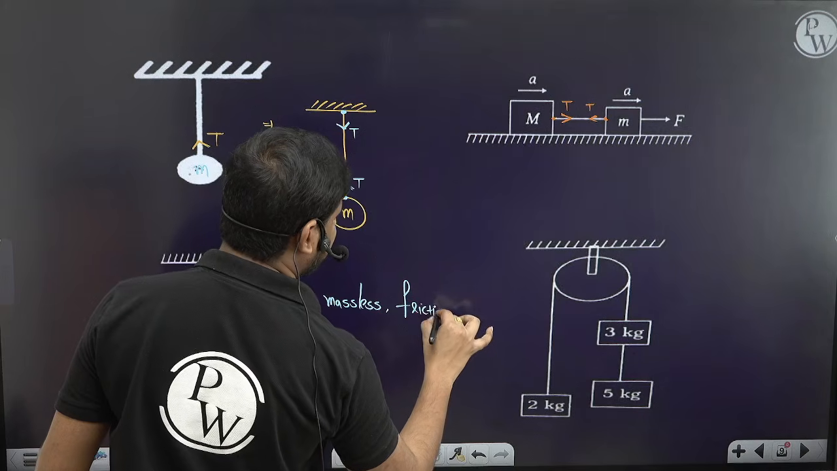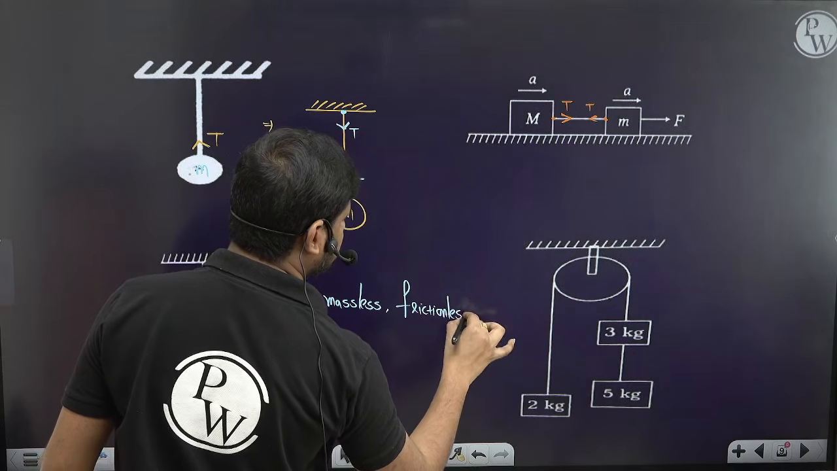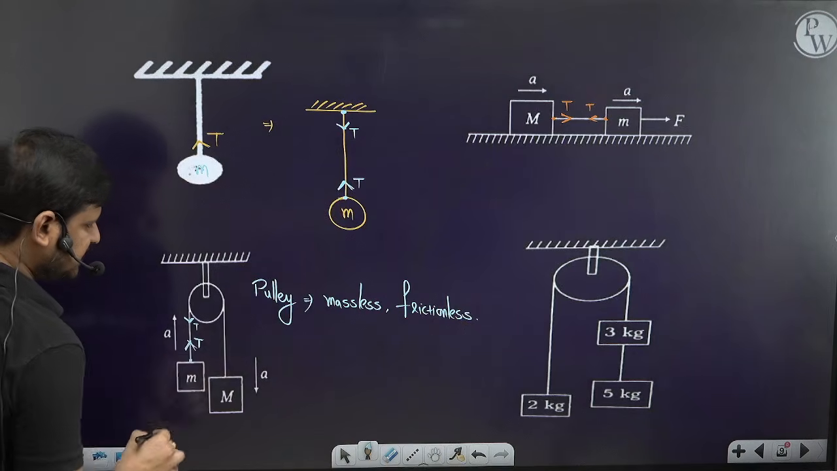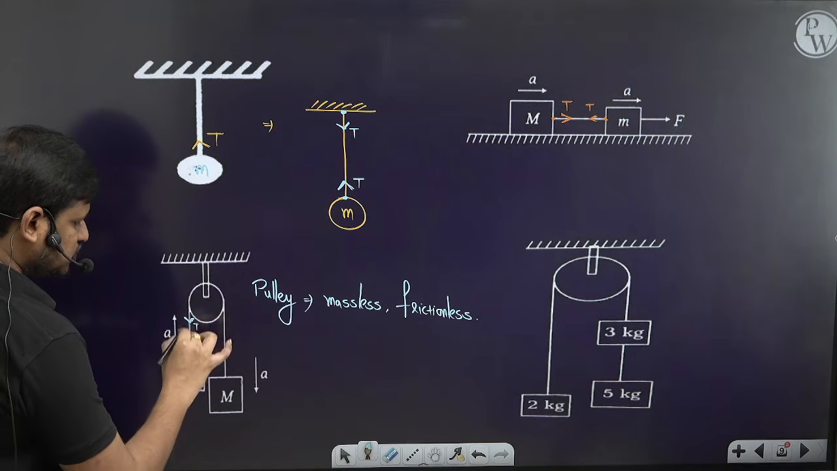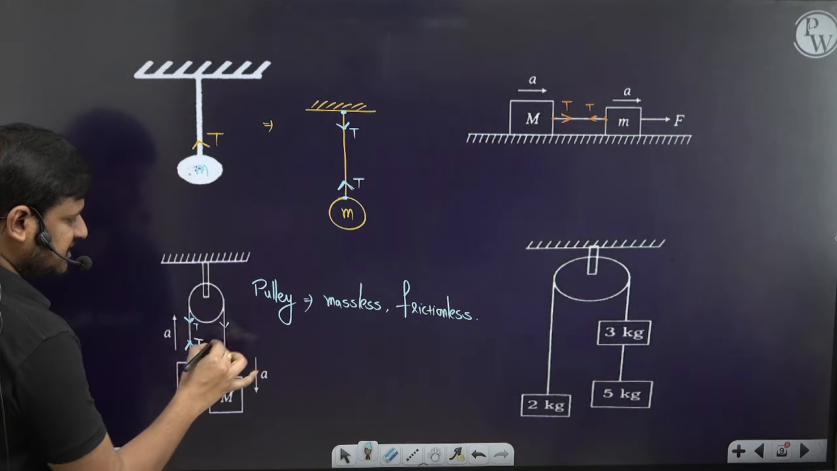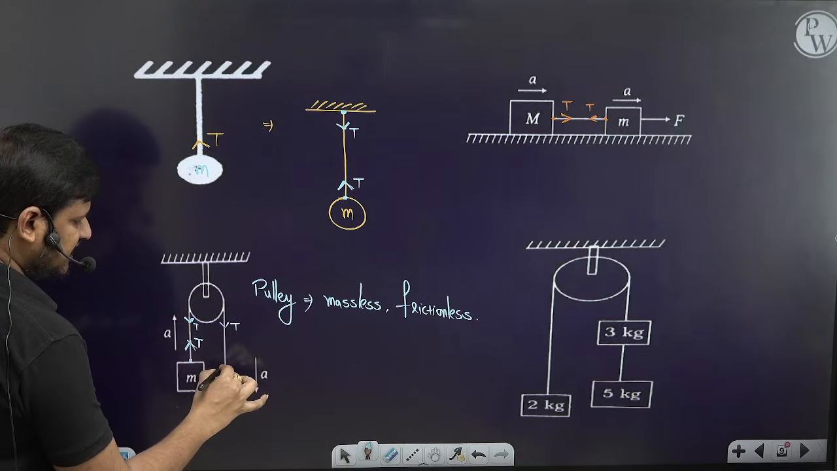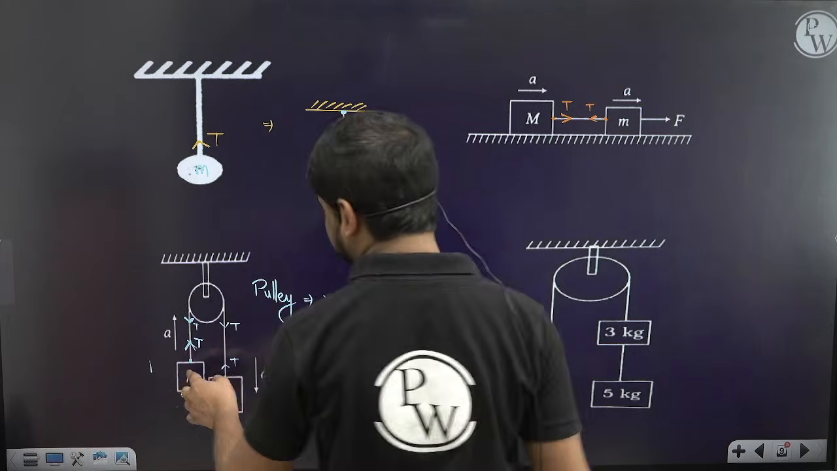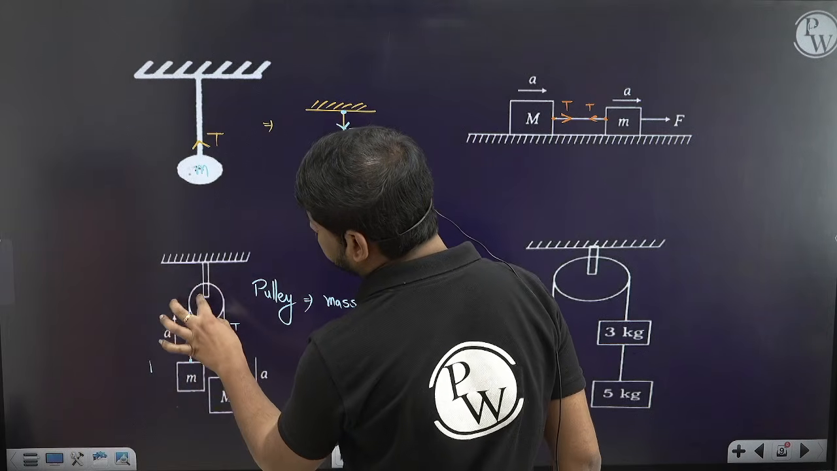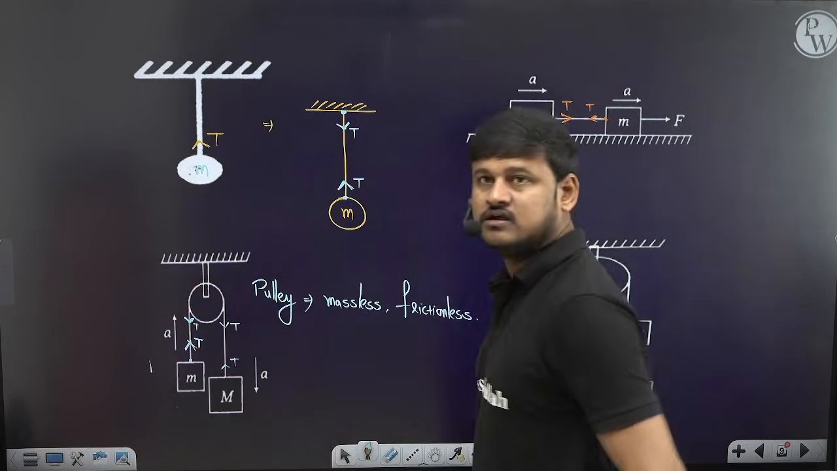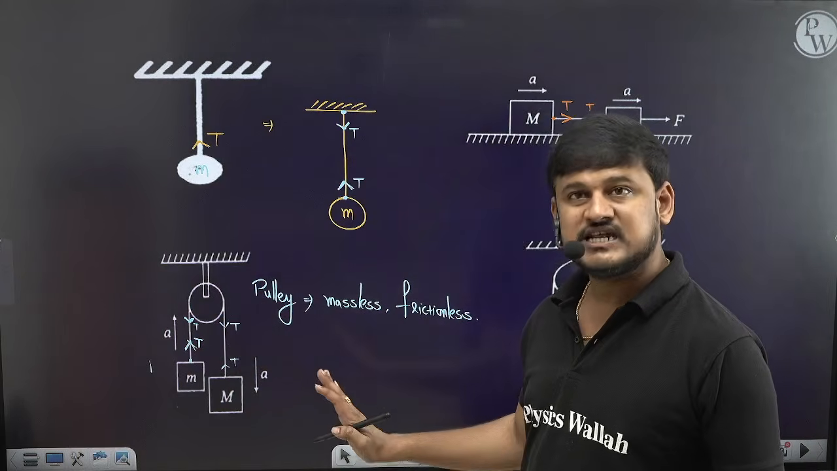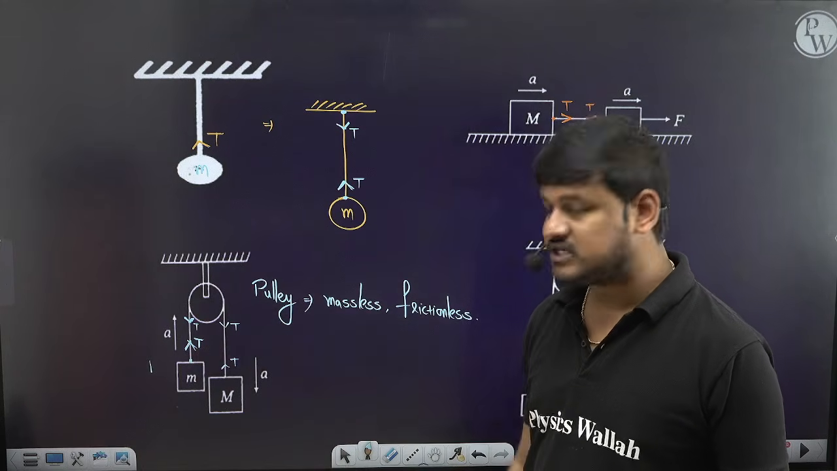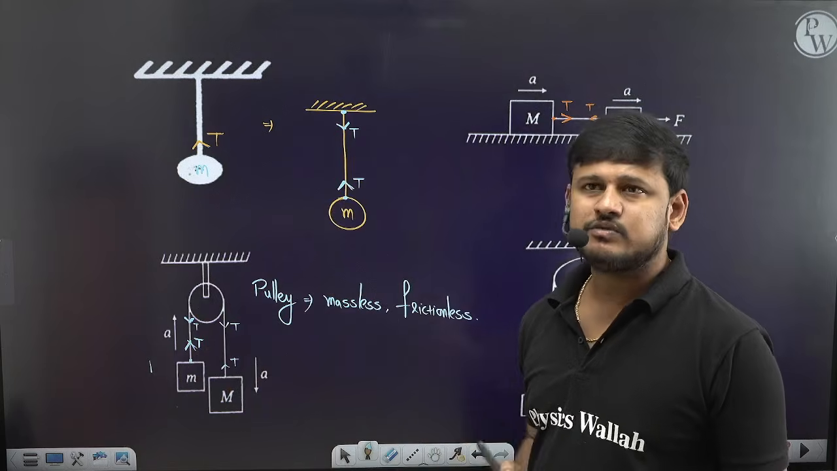Massless and frictionless. So in such cases, we can simply say that this is the tension T and this is the tension T. Throughout this string, the tension remains the same. Here is the tension T and here is the tension T. The tension remains the same because this is completely one string only. This pulley is considered massless and frictionless, so throughout this string the tension remains the same and it will be away from the point of contact.